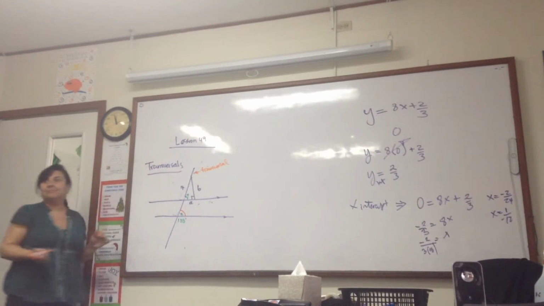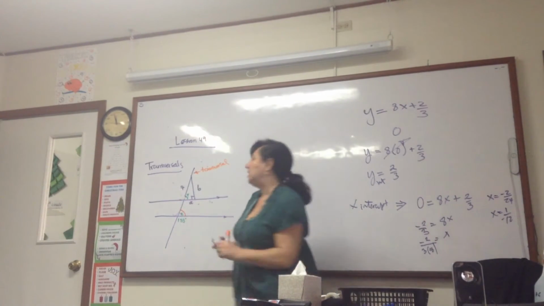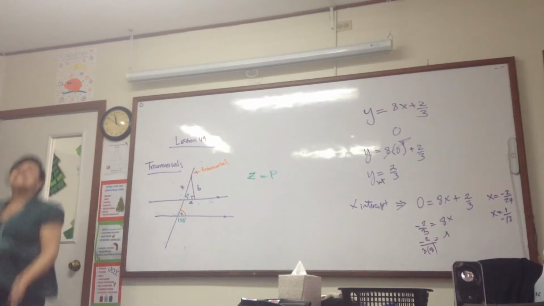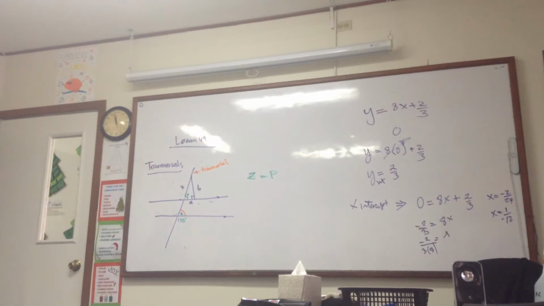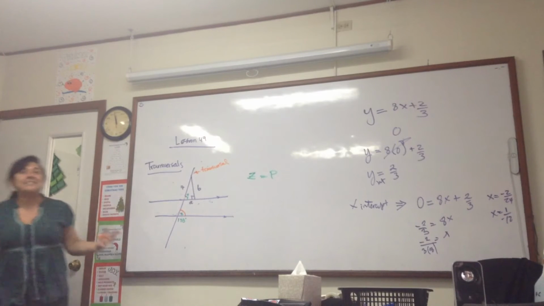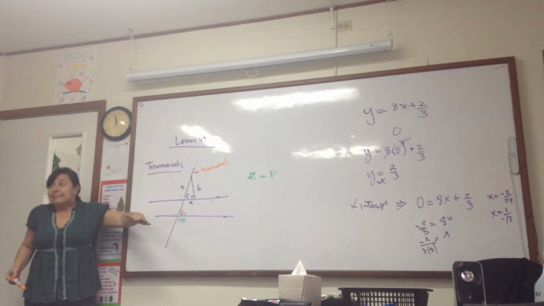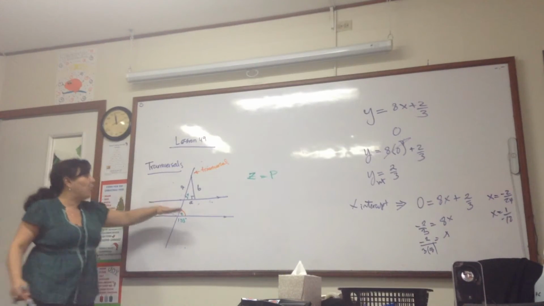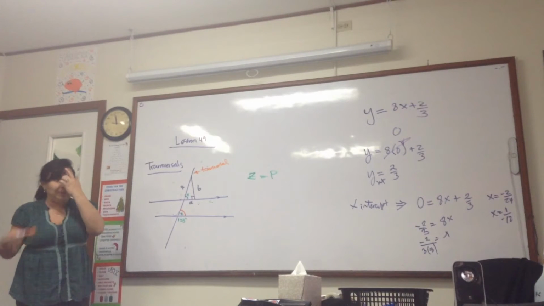Because Z equals P. Yeah, but what does Z equal? Why does Z equal P? Because it's the same angle. Because they are inside the triangle. Because they are corresponding angles. Exactly.